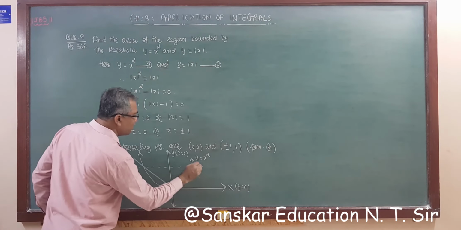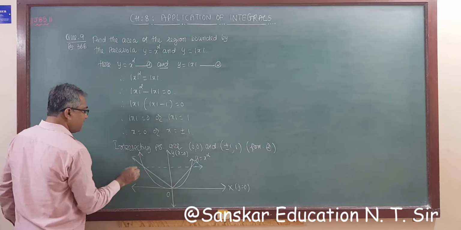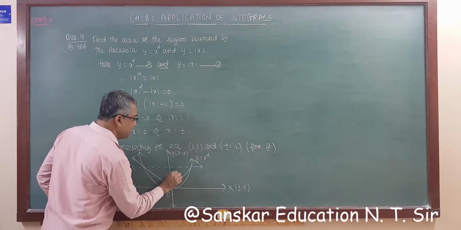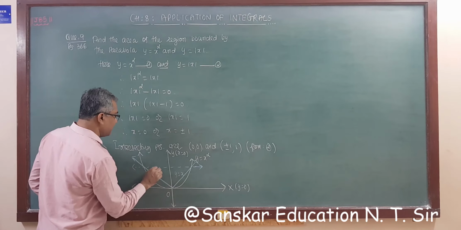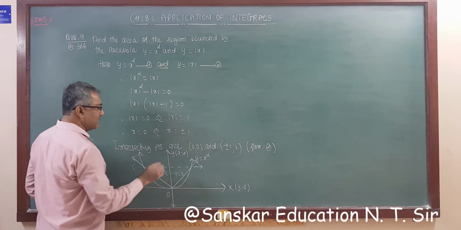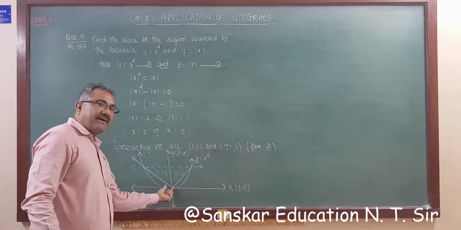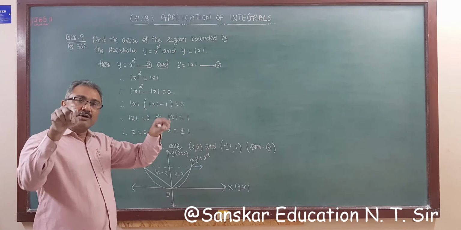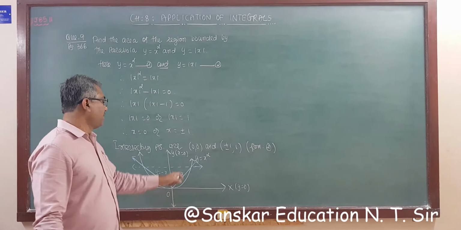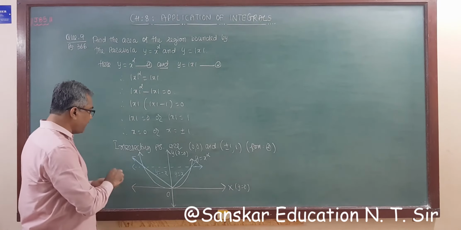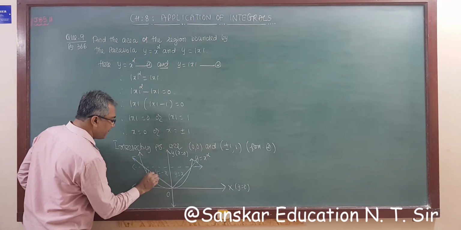I am putting the line first, right? So this is a graph of y is equal to mod x. This line is y is equal to x, and this line is y is equal to minus x, right? Now this graph y is equal to mod x is also symmetric about both axes. The parabola is also symmetric about both axes. So we have to find out this area.